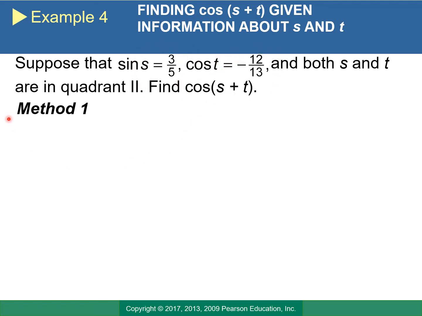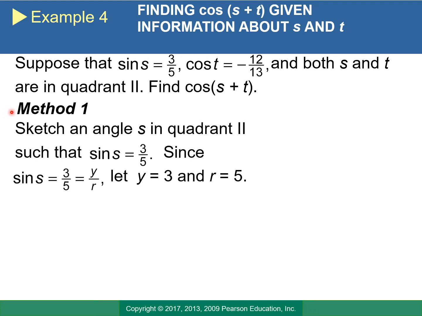So you can do this one two different ways. I'm going to show you both. Method one is going to be to use some triangles. We're going to sketch some triangles. So sketch an angle in quadrant 2 that this given value of sine is true about. Okay, we know sine is y over r, and so y is 3 and r is 5. And in quadrant 2, this is what our triangle would look like.